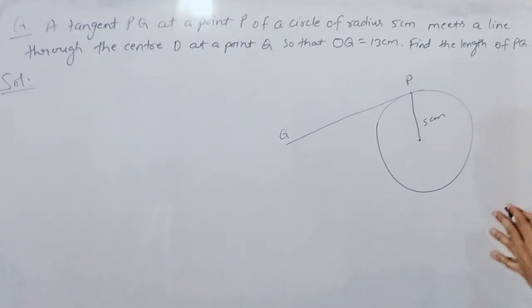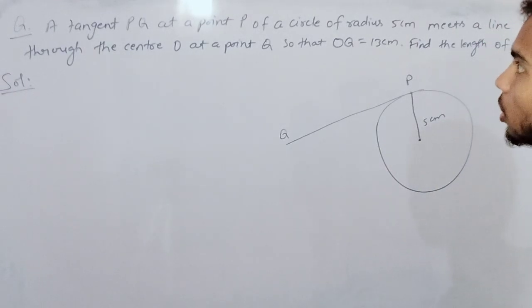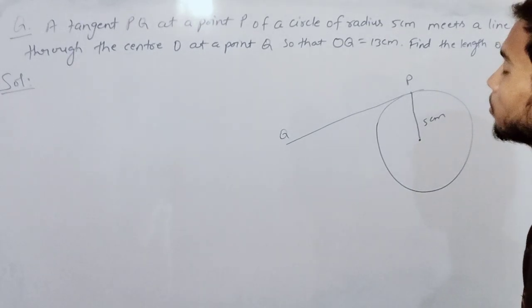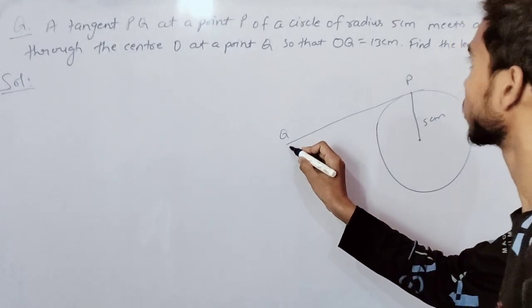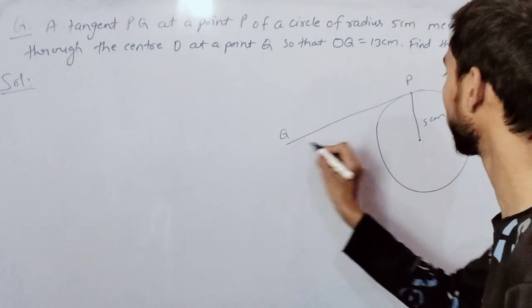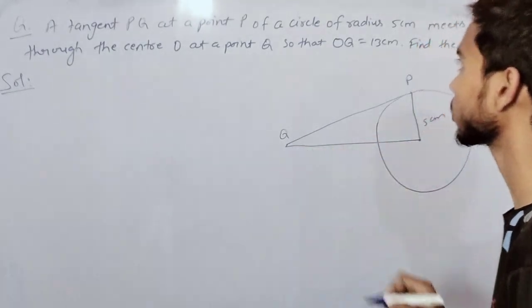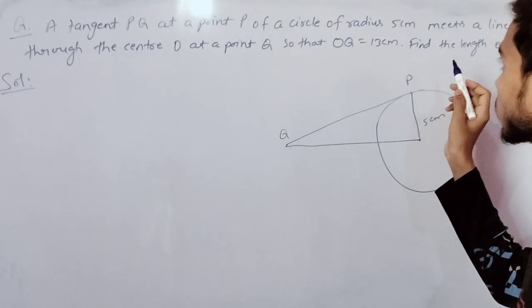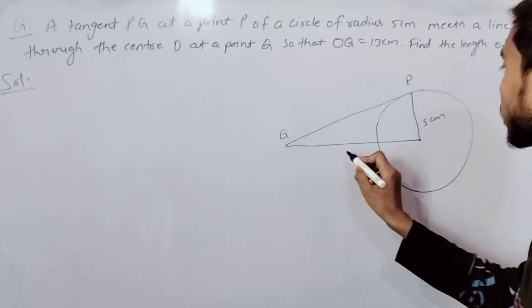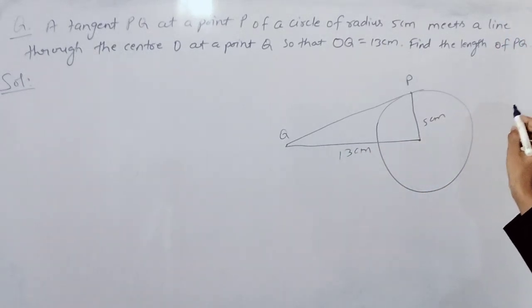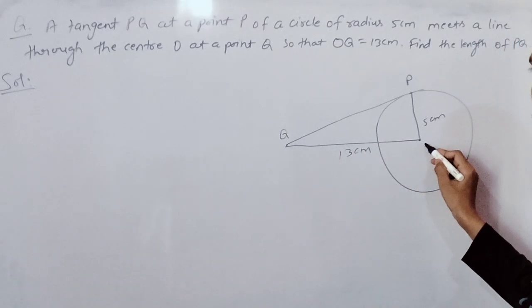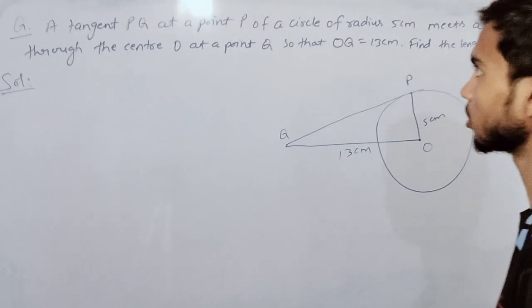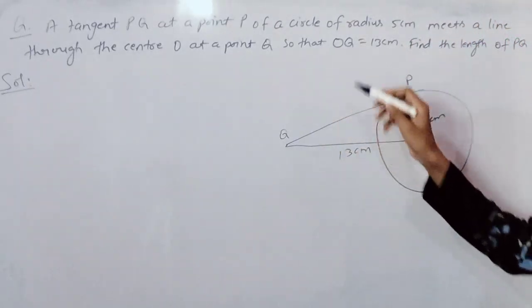It meets a line through the center O at a point Q. So this will meet like that at point Q, so that OQ is 30 centimeter. Find the length of PQ. Where is PQ? This is PQ. So of course we cannot say that OQ will be a tangent. No. PQ is a tangent according to this question.